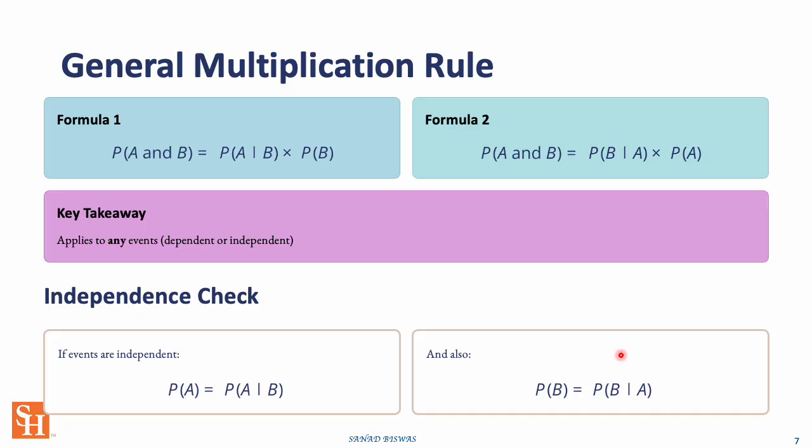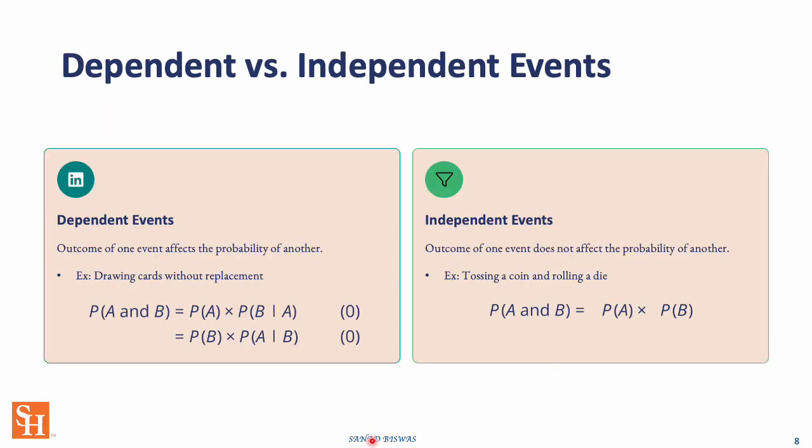Now we'll see what the multiplication rule looks like for independent events. From the general multiplication rule, we know that the probability of A and B equals the probability of A times the probability of B given A, or the probability of B times the probability of A given B. For independent events, as we discussed earlier, the probability of B given A is the same as the probability of B, and the probability of A given B is the same as the probability of A.